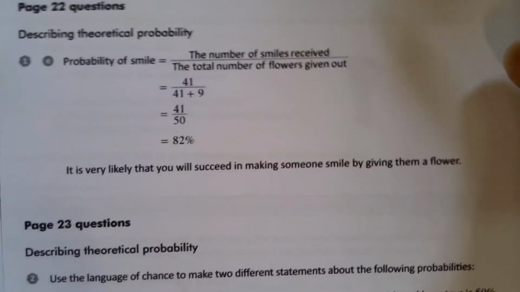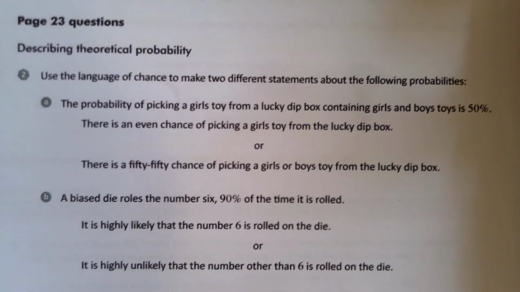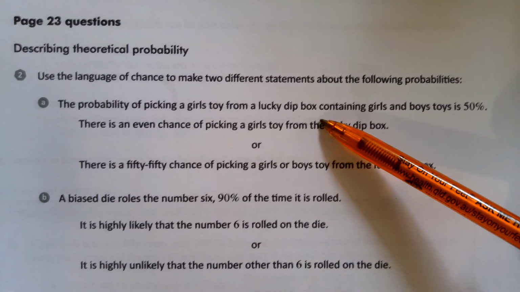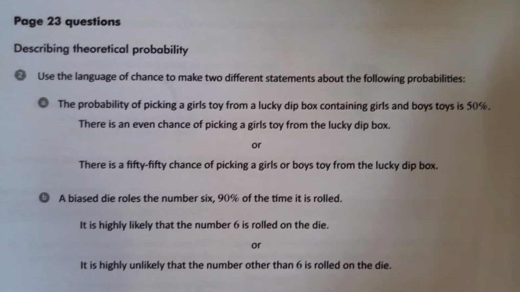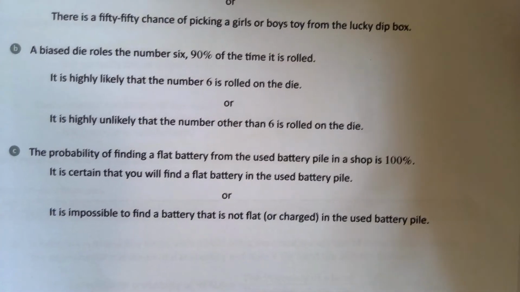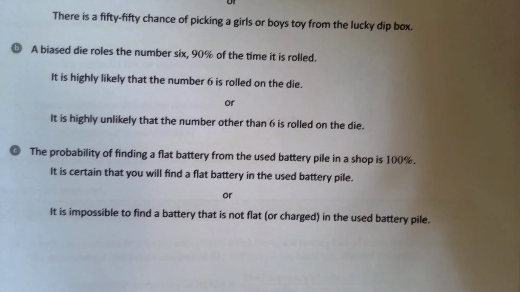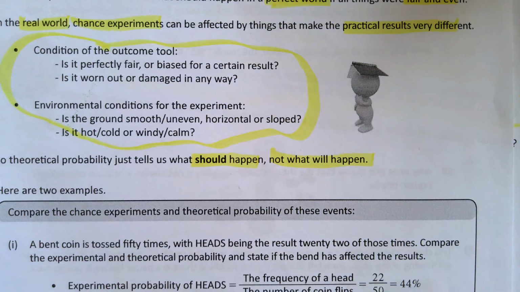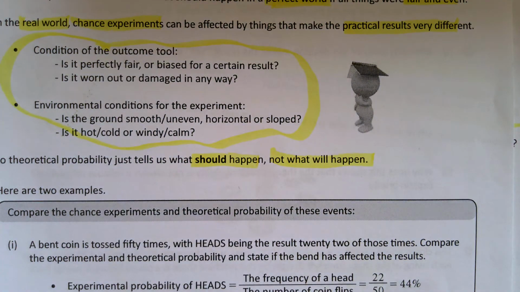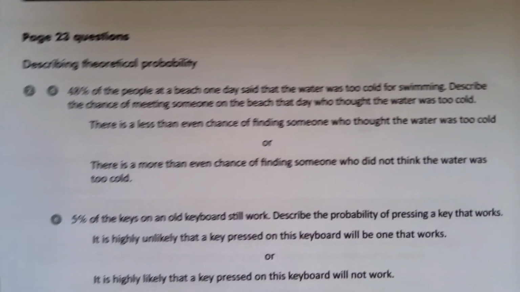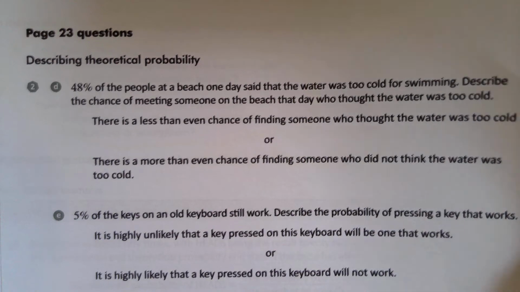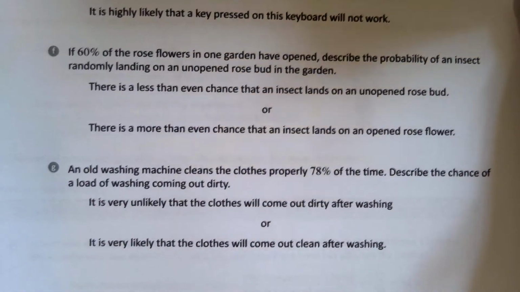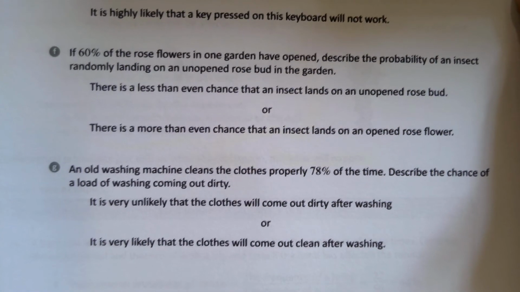Now for 23. Remember, there are 2 statements you have to make. A and B. C, 2 statements you have to make. And yes, there is another page. Two statements for D and E. 2 statements for F and for G.